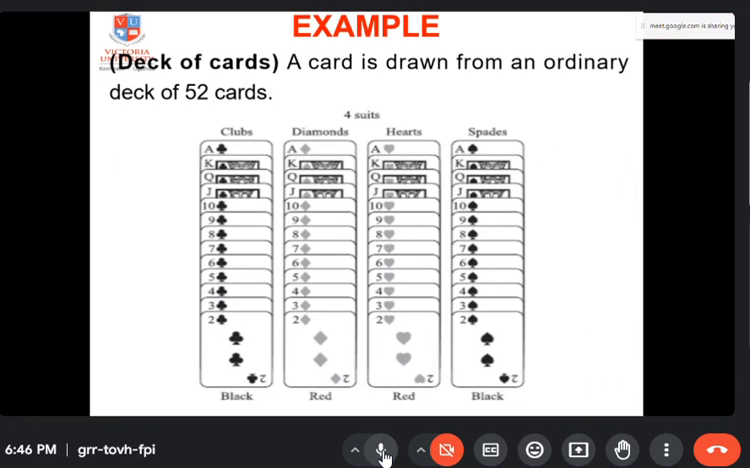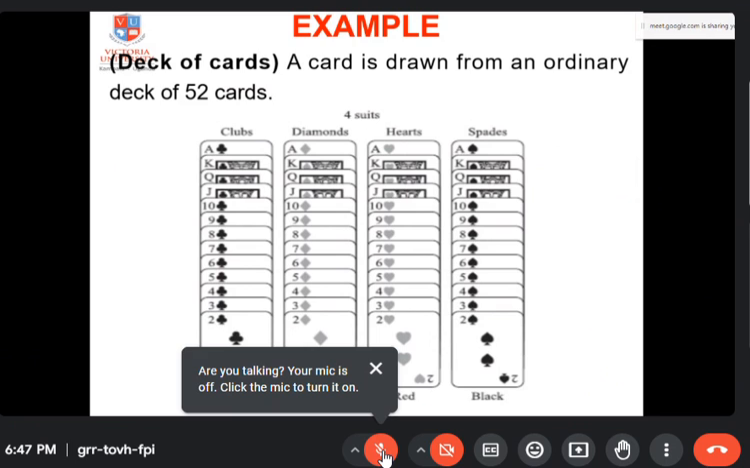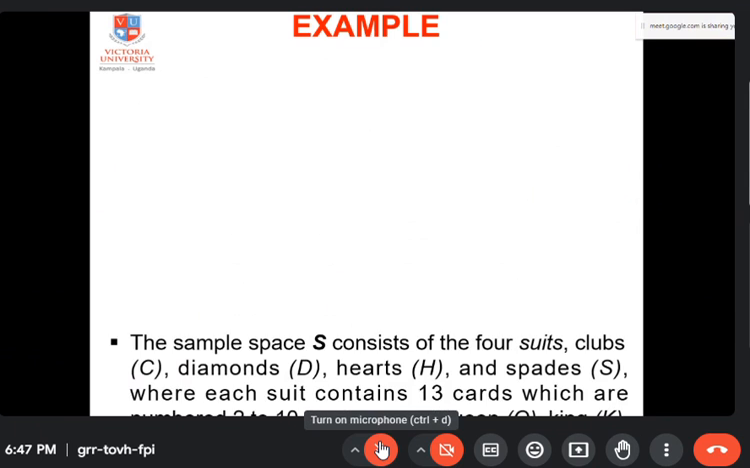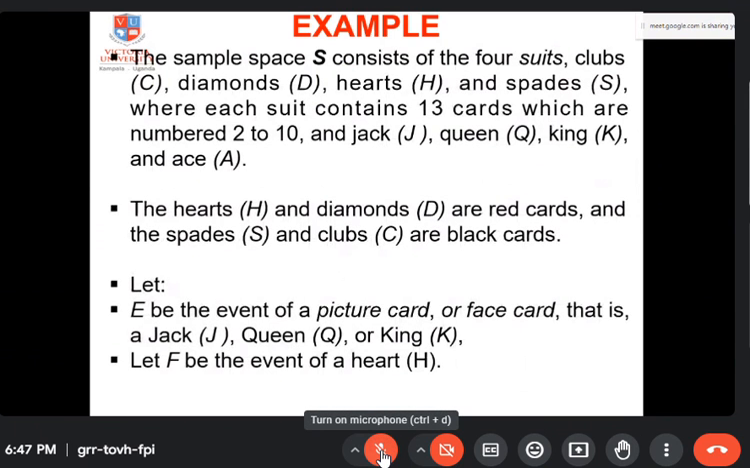So we can talk about a king of clubs, a queen of clubs, a jack of clubs, a king of diamonds, a queen of diamonds, a jack of diamonds, a king of hearts, a queen of hearts, a jack of hearts, and then a king of spades, a queen of spades, and a jack of spades. So there we have, I think, 12.